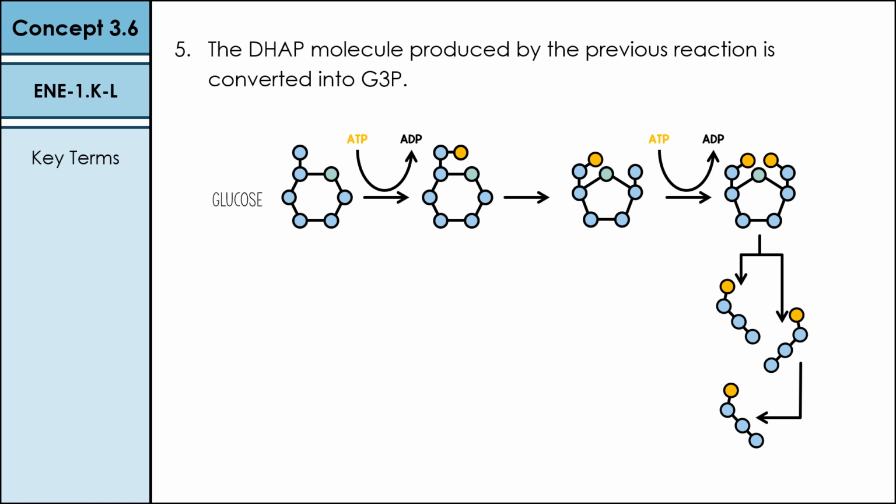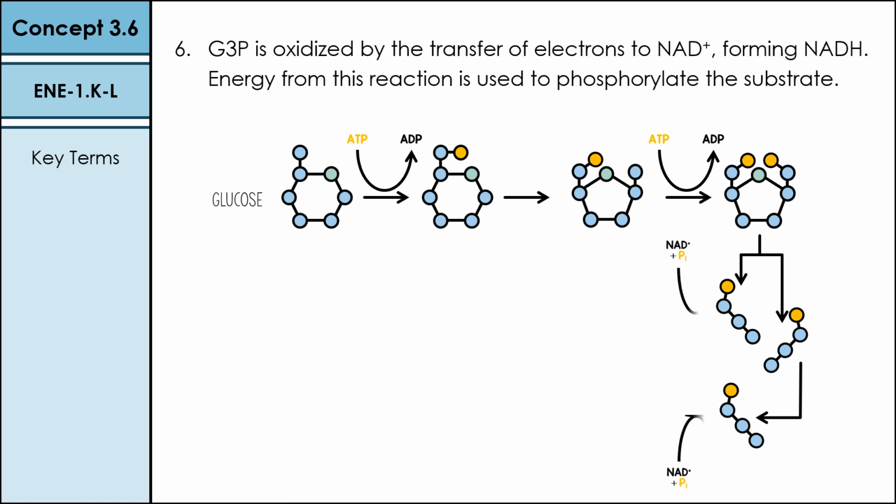So we're starting the rest of this process with the same material. And that happens almost immediately, so it's not like we have a buildup of DHAP anywhere within our cell. At this point, both of the G3P molecules are oxidized.